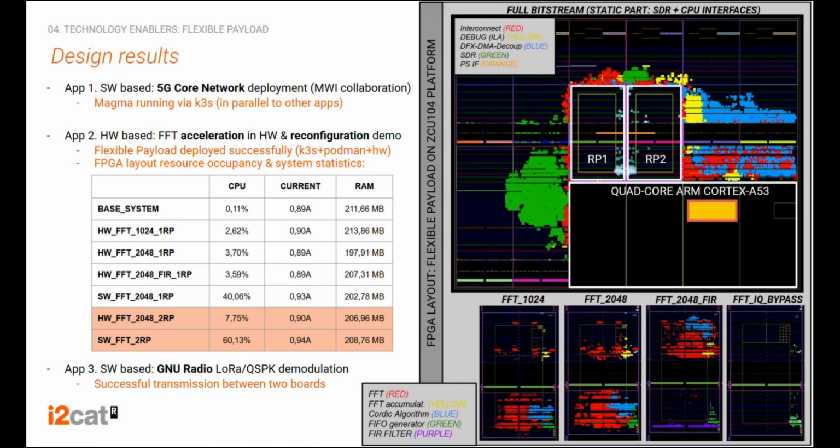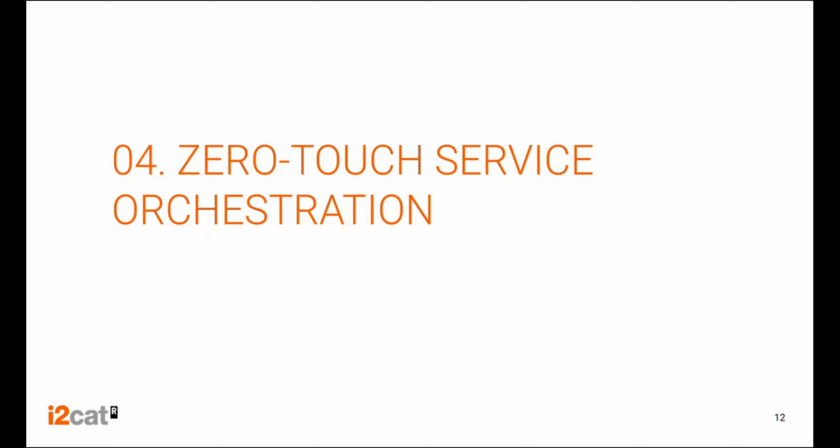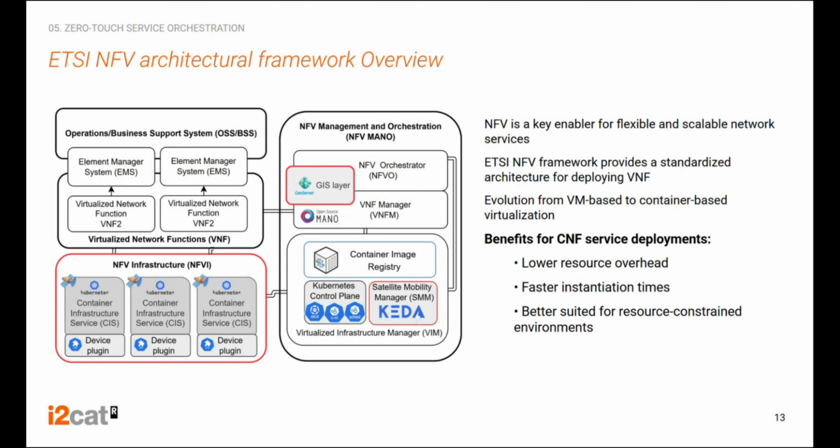Here is a bit of the reconfiguration. We can skip this. And here is how we are implementing the orchestrator specifically. This is the HCNFB architectural framework. We mainly introduce 3 new components. The component that is most interesting for OSM is the GIS layer, a geographical information system inside the OSM.